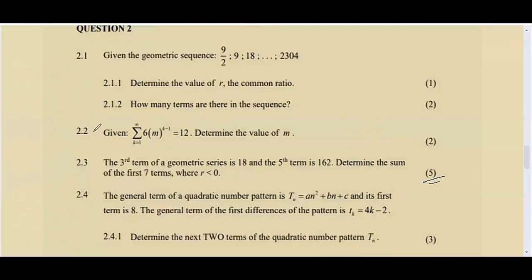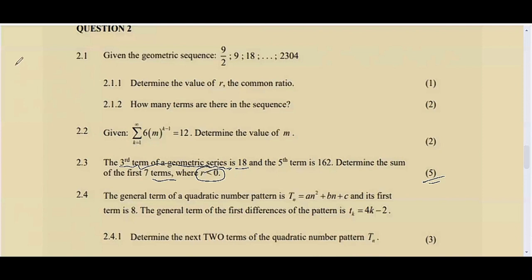Okay, then in 2.3, we are told that the third term of a geometric series is 18 and the fifth term is 162. Determine the sum of the first 7 terms where R is less than 0. Right. Now, understand this. This involves you having to know how to write this. So if you are given word problems like this, all you have to understand with this type of question is how you change all this to mathematical language, right?